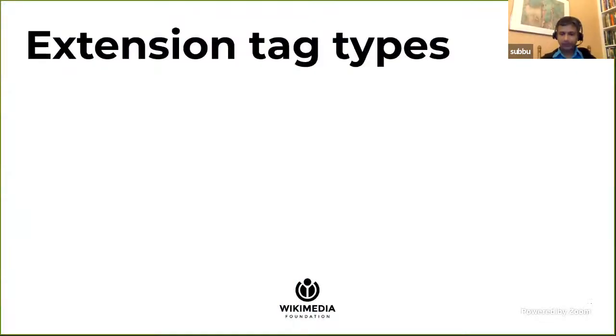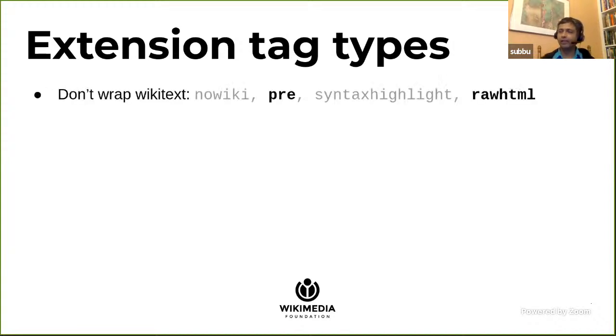So before we look at the examples, it's useful to broadly look at what kind of extensions there are, in terms of what they do with wikitext, how they handle wikitext. There are certain extensions which don't deal with wikitext at all. They don't wrap wikitext. For example, NoWiki, the pre extension, the syntax highlight extension, or the raw HTML extension. They just take some extension source and generate HTML, or in our case, a DOM. So conceptually, your input is converted to an output where your conversion generates a DOM.